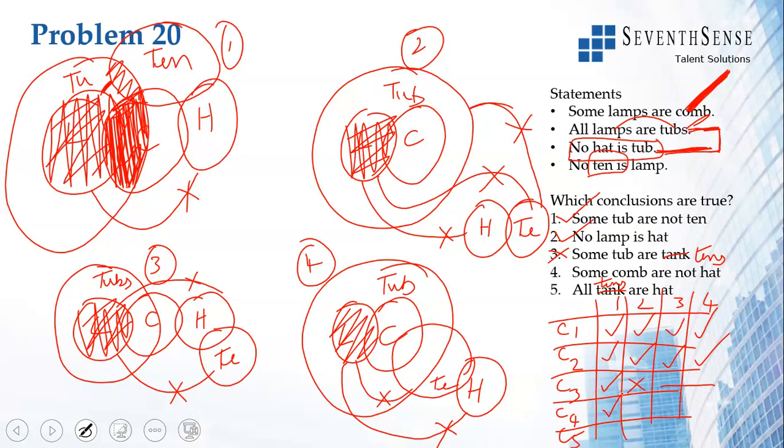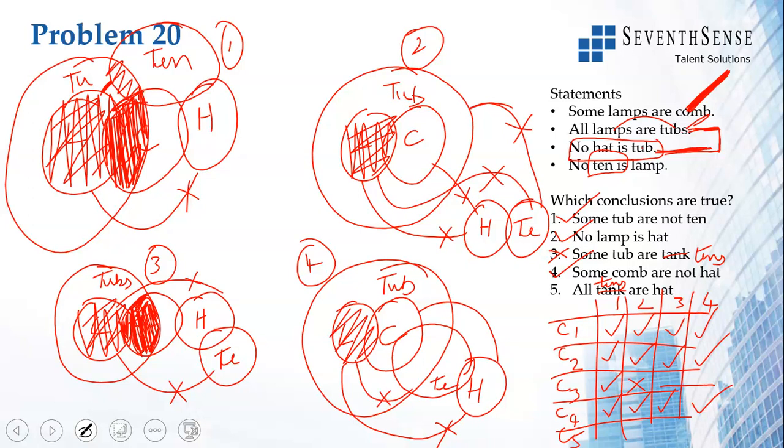In the second diagram, there is no overlap between cone and hat. It is true. In the third diagram also, this entirely shaded area that I am drawing now, these are cones which are tubs, and there is no overlap between tubs and hats. The shaded area are some cones which can't be hats. Here there is no overlap, hence some cones are not hats. It's true even in the fourth drawing, and this conclusion is also true. So 1, 2 and 4 are true, 3 is false.